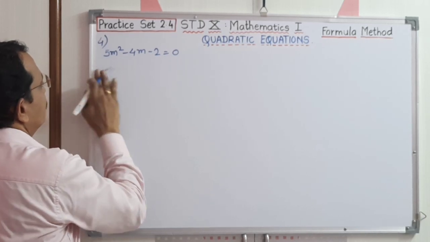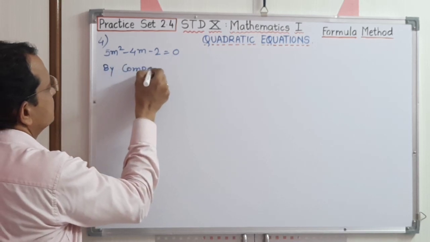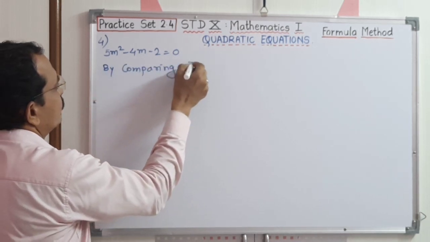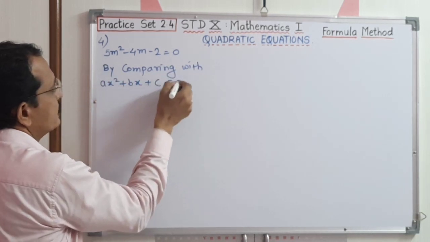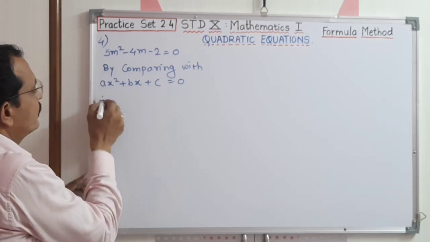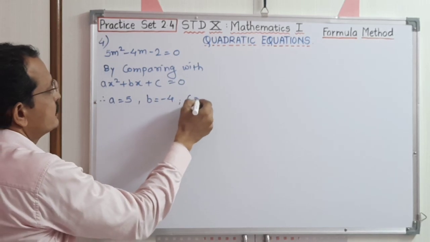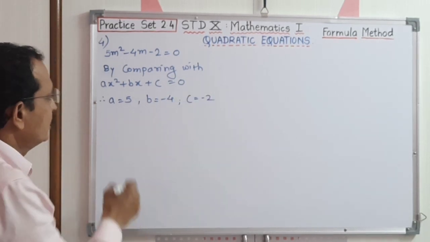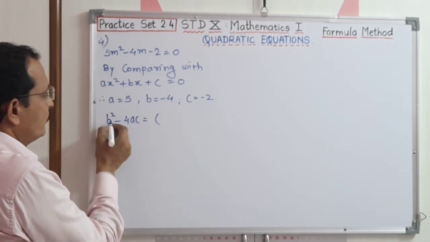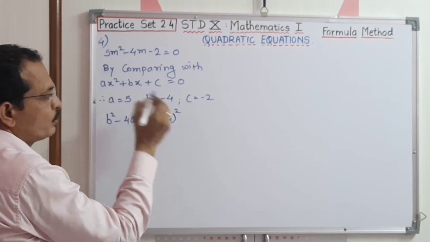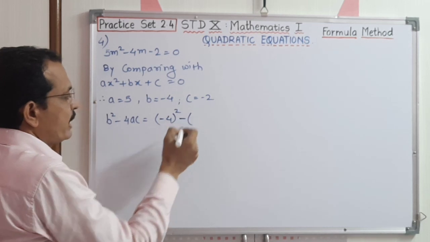Therefore, by comparing with ax square plus bx plus c equal to 0, we got here a is equal to 5, b is equal to minus 4 and c is equal to minus 2. Now b square minus 4ac is equal to, the value of b is minus 4, we have to make the square of that, minus 4. Remember we have to use the brackets.